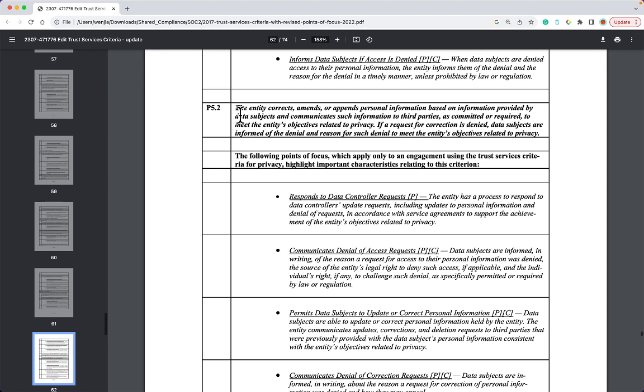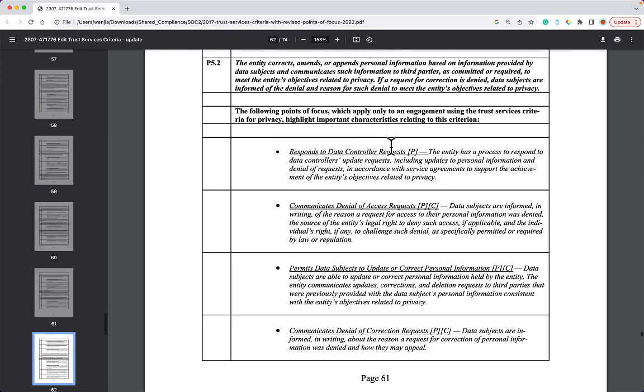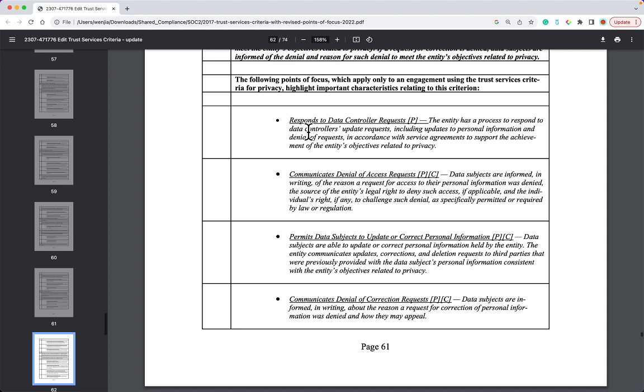P5.2, the entity corrects, amends, or appends personal information based on information provided by data subjects and communicates such information to third parties as committed or requested to meet the entity's objective related to privacy. If a request for correction is denied, the data subjects are informed of the denial and the reason for such denial to meet the entity's objective related to privacy. So this one is the same.